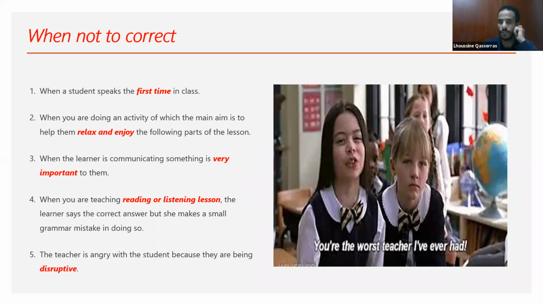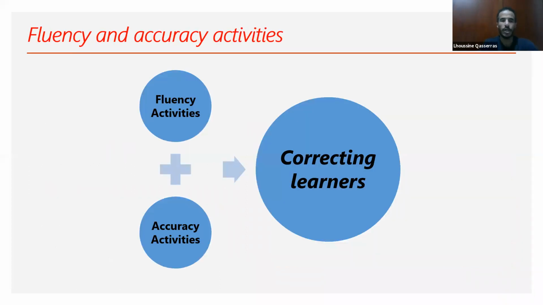So what is a small grammar mistake? A small grammar mistake is like "he play," not "he plays." Or "she is eat pizza." Okay. These are small mistakes. It means you know the message, you know what the learner is talking about.